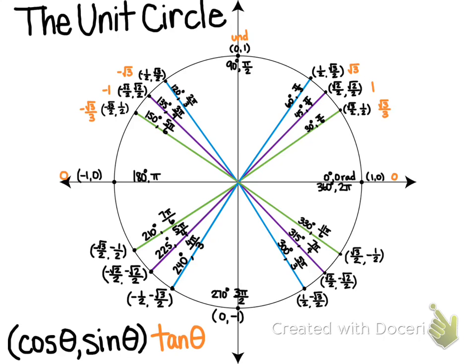Okay, now we go down to quadrant 3. This time we're doing a negative divided by a negative, so it's going to be a positive. So the first one up is square root of 3 over 3. Next will be 1, and then square root of 3.